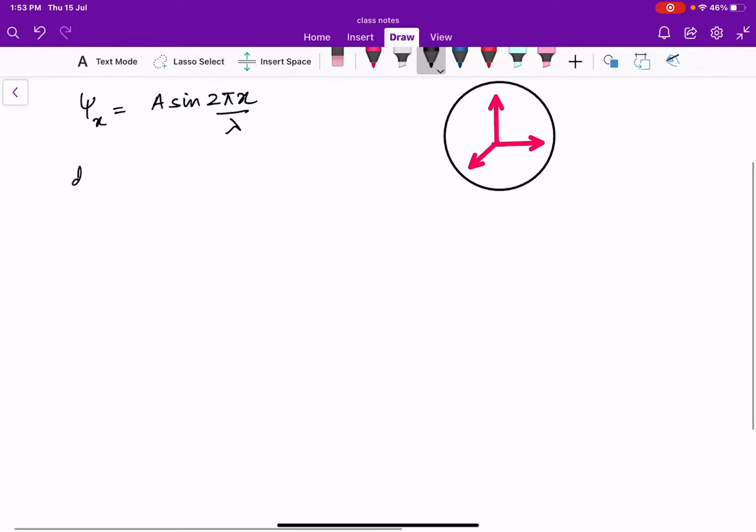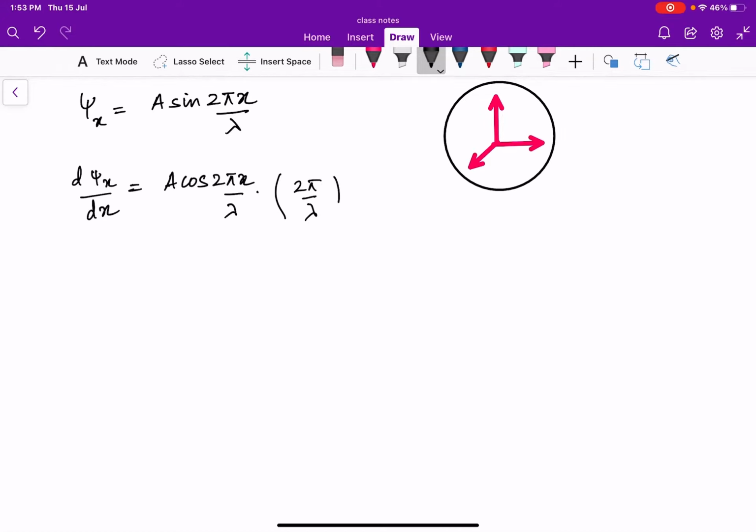So if we differentiate this psi wave function with respect to x, what we get? We get this. We will simply apply the basic rules of differentiation here, nothing else. So yeah, now again we are differentiating it. So if we differentiate it again, then what we get?